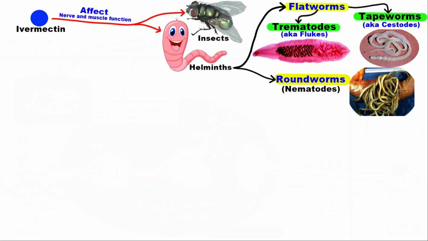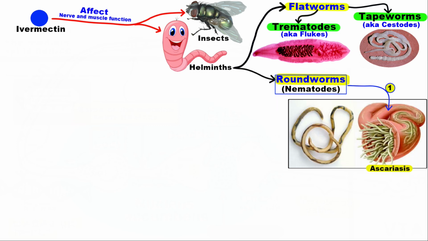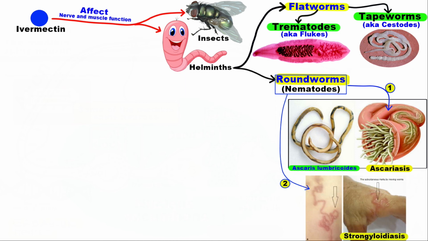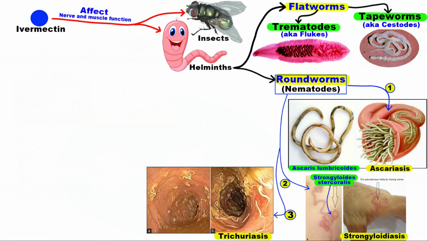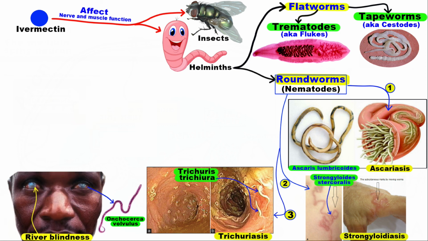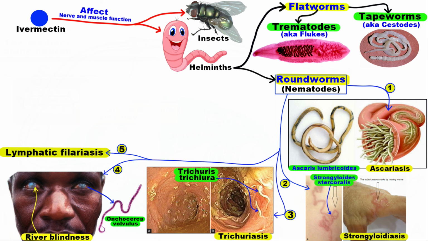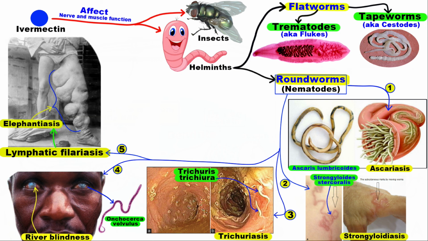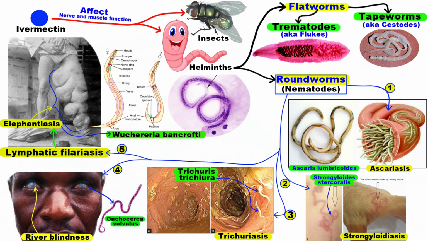Some examples of infections caused by helminths, which can be treated with ivermectin, are ascariasis, caused by Ascaris lumbricoides; strongyloidiasis, caused by Strongyloides stercoralis; trichuriasis, caused by Trichuris trichiura; river blindness, caused by Onchocerca volvulus; and lymphatic filariasis, which can cause elephantiasis. Lymphatic filariasis is caused by filarial worms, which are highly specialized parasitic nematodes, for example Wuchereria bancrofti.